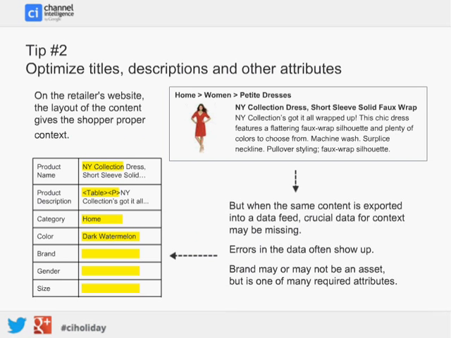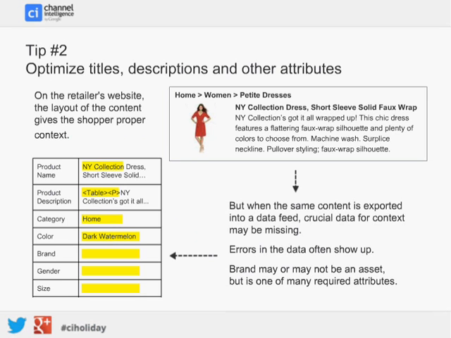So if you look at the product name in this example, it is correct that the product name is NY Collection Dress Short Sleeve Solid, but it may not be the optimal title. If NY Collection doesn't happen to be a particularly strong brand, it may not be the right thing to have in the far left of the title. Google Shopping and most comparison shopping engines truncate your titles, and so you want to make sure that the most important words are to the left of the title. And if a brand is not particularly strong, it may be better to describe the product in other ways in that all-important title.